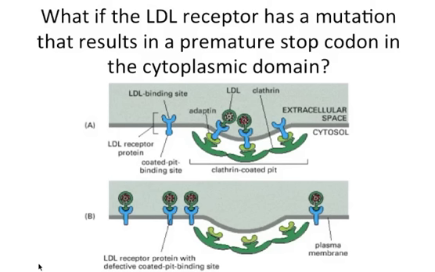What if the LDL receptor has a mutation that results in a premature stop codon in the cytoplasmic domain? It would bind to the LDL, and the LDL would be stuck on the surface of the cell. That is correct. Why? Well, the hydrophobic domain is in the membrane, but what causes endocytosis? Maybe the adaptin and clathrin bind. Right. So adaptin binds to the cytoplasmic domain of the receptor, so then it can't bring in clathrin. You can't get endocytosis. Absolutely.